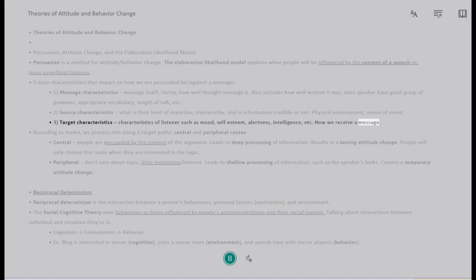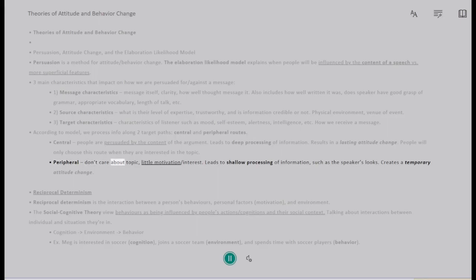How we receive a message. According to the model, we process information along two paths, the central and peripheral routes. Central: people are persuaded by the content of the argument. This leads to deep processing of information and results in a lasting attitude change. People will only choose this route when they are interested in the topic.